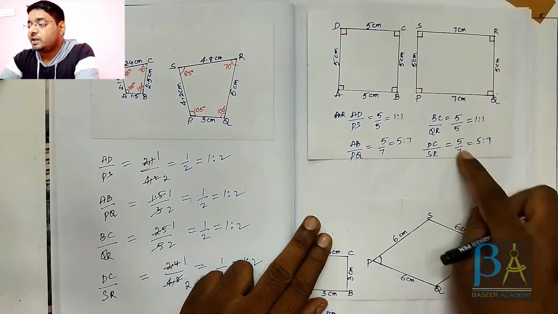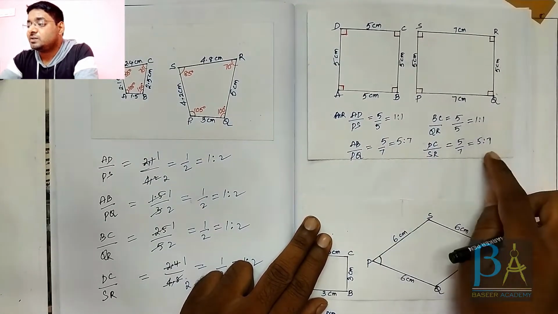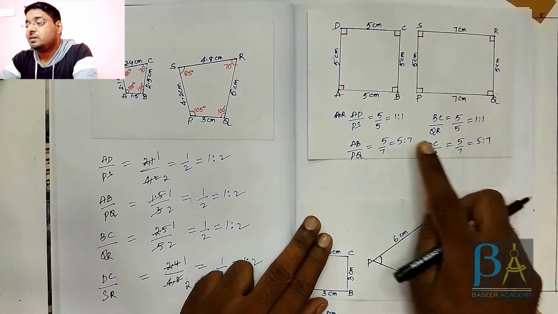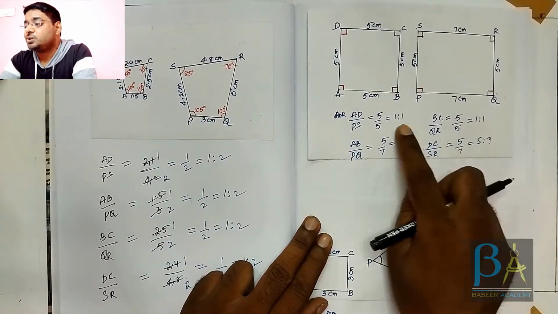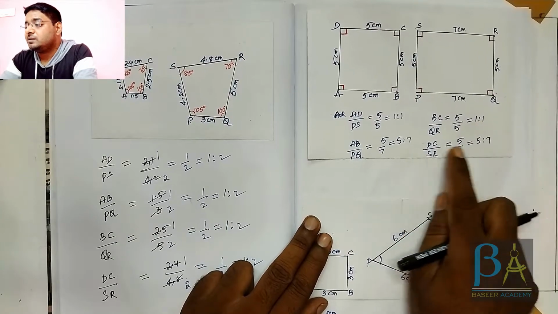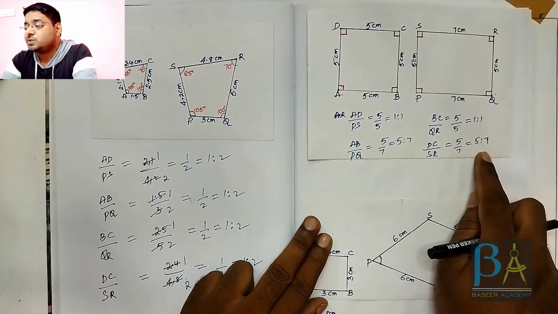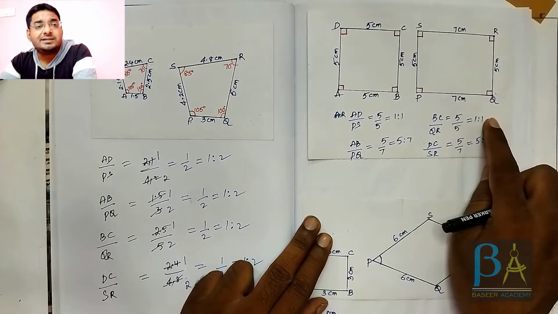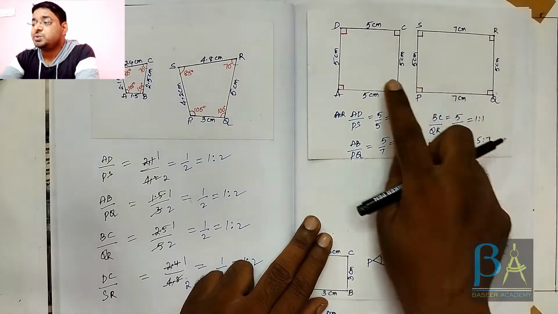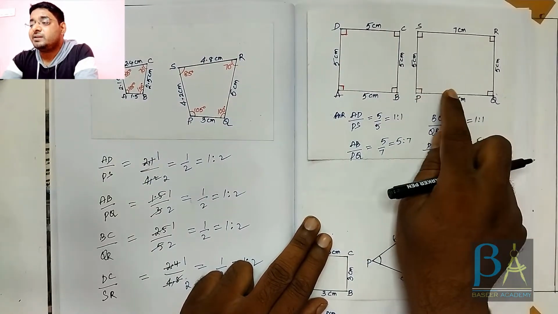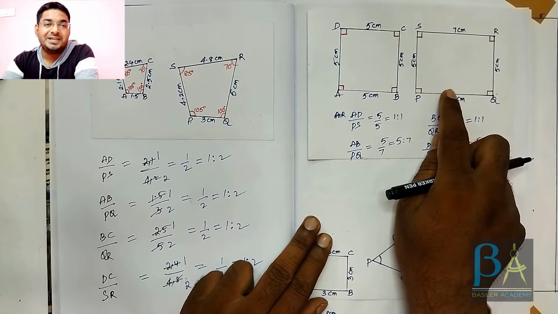So I found out the ratio here, and I see that the ratio is not the same all the time. In these two cases I'm getting the ratio as 1:1, but in the other two cases I'm getting the ratio as 5:7. So the ratio of corresponding sides is not the same here. So the two quadrilaterals are not similar to each other.